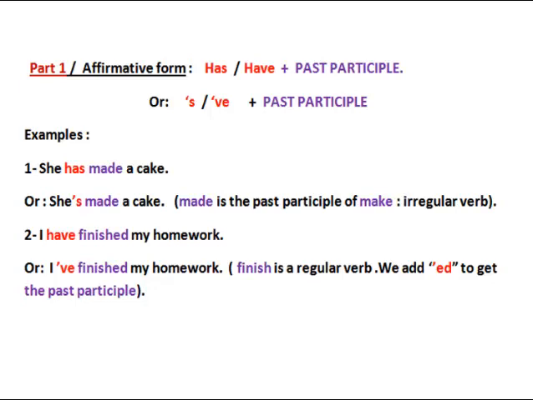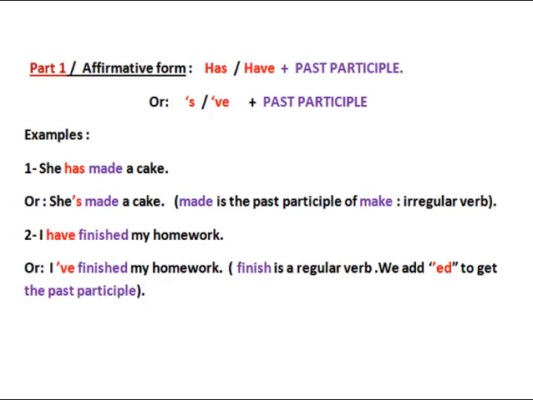We form the present perfect using the auxiliary has or have plus past participle. Well, has or have depending on the subject, of course. We can also use the short form of has, which is apostrophe s, and the short form of have, that is apostrophe ve plus past participle.